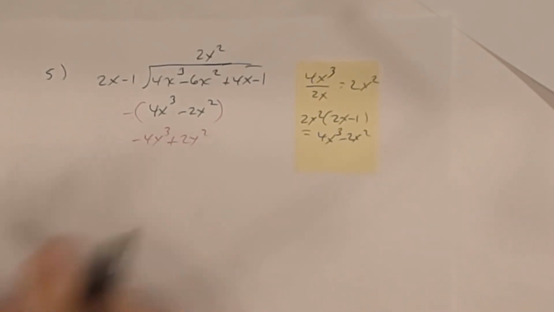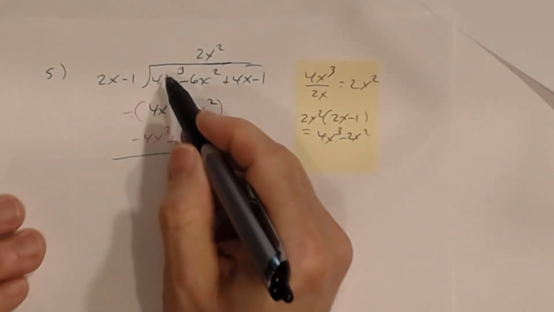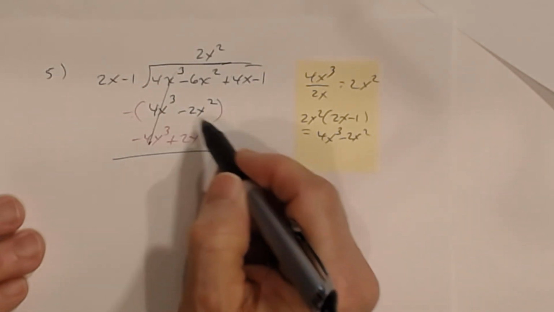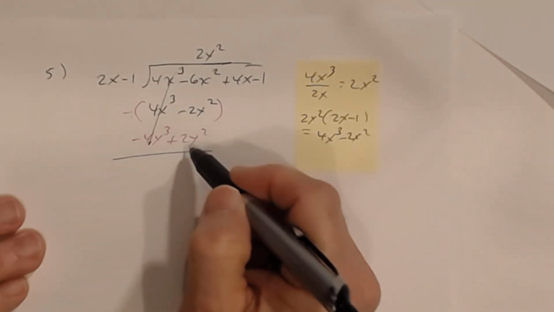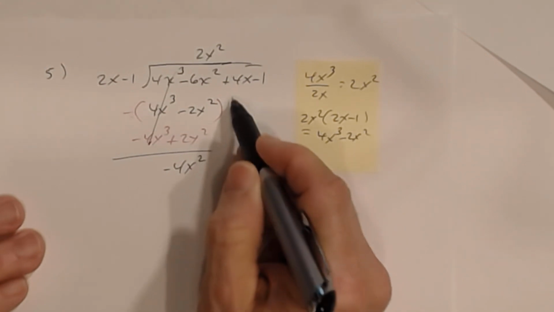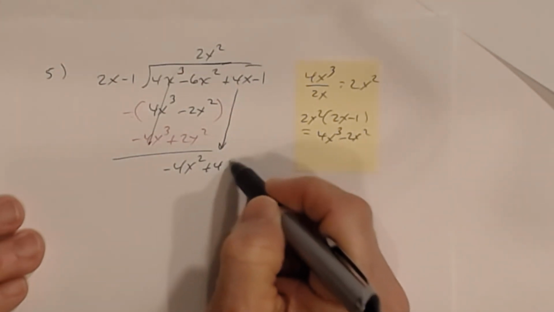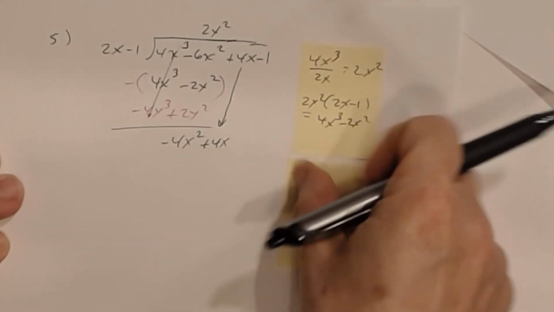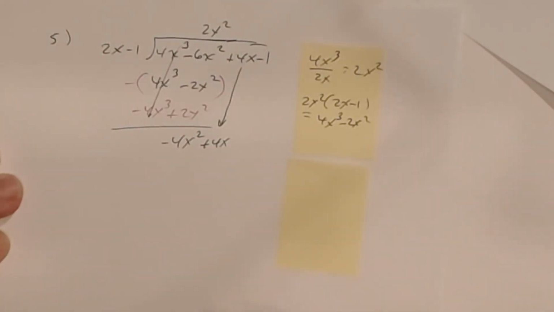And then we're going to add. 4x cubed minus 4x cubed, 0. Negative 6x squared and a positive 2x squared is a negative 4x squared. Bring down the next term, plus 4x. Then, notice the yellow, you're going to do it all over again. So that you keep repeating.